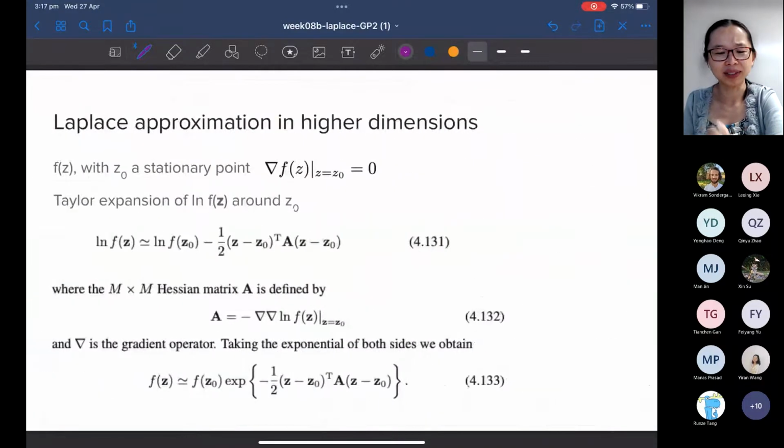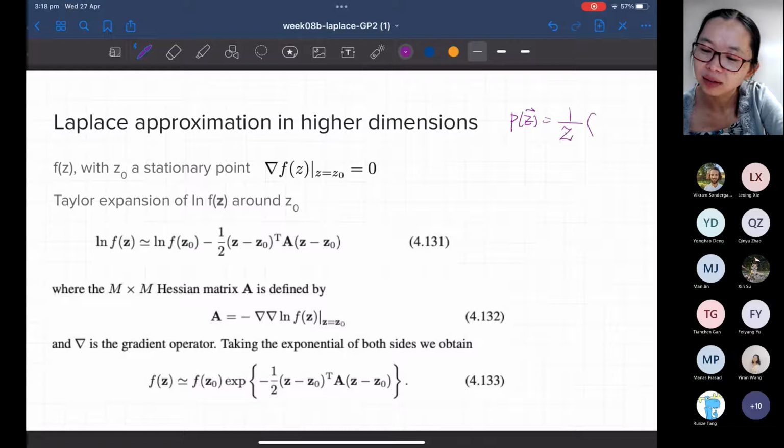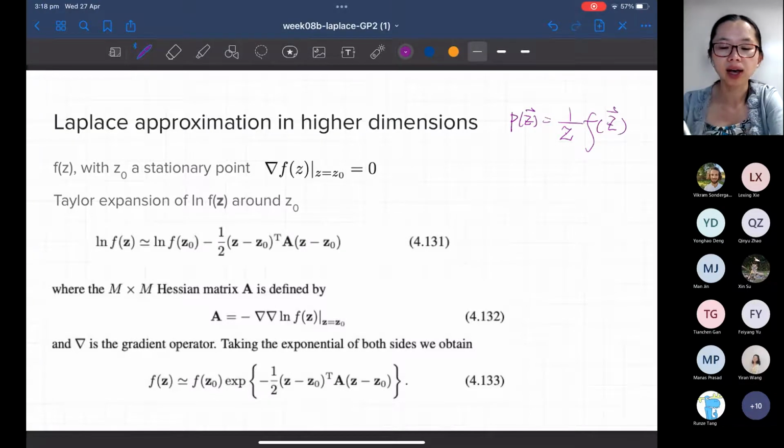So hopefully the picture is easy. Here is the vectorized version. Instead of differentiating, we now write the gradient symbol. In the vector space, we still have p of z equals to 1 over Z times f of z, with z as a vector, and it has a stationary point still called z0. We do the same Taylor expansion. The front part is exactly the same.